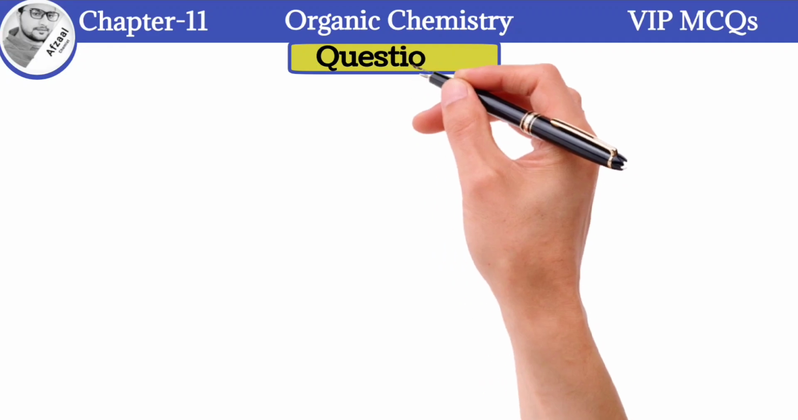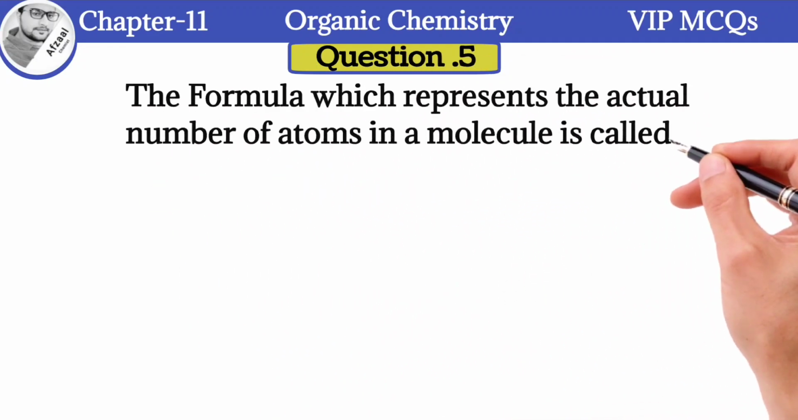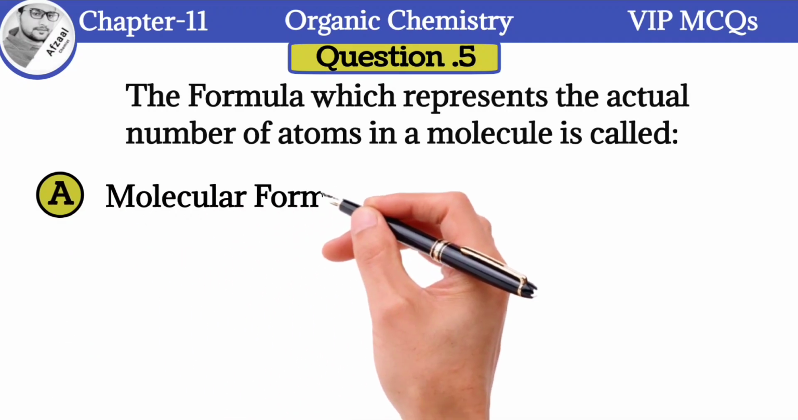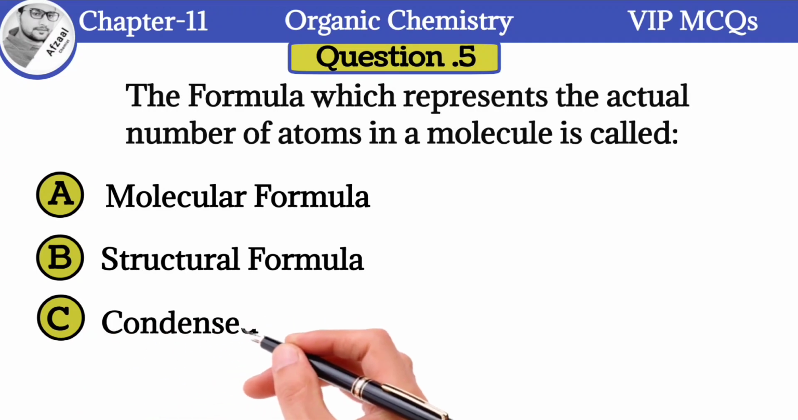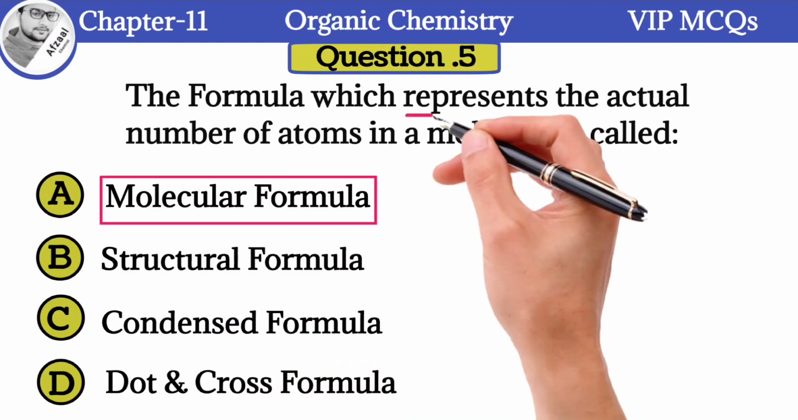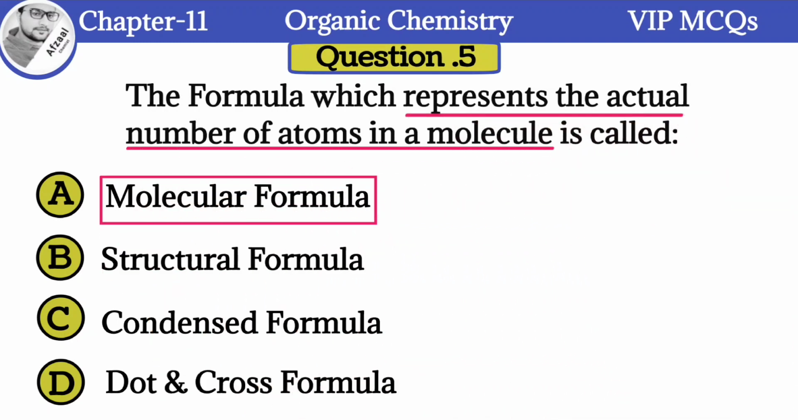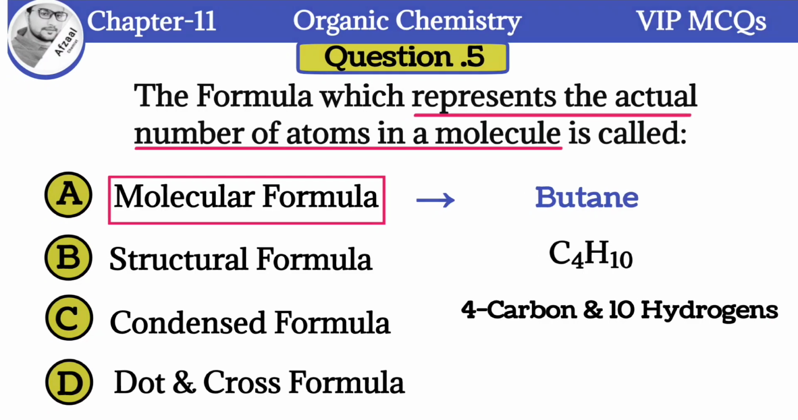Question number 5 is: the formula which represents the actual number of atoms in a molecule is called? Option A is molecular formula. Option B is structural formula. Option C is condensed formula. Option D is dot and cross formula. The correct option is A, molecular formula, which represents the actual number of atoms in a molecule. For example, the molecular formula of butane is C4H10. This formula shows that there are 4 carbon atoms and 10 hydrogen atoms in butane.